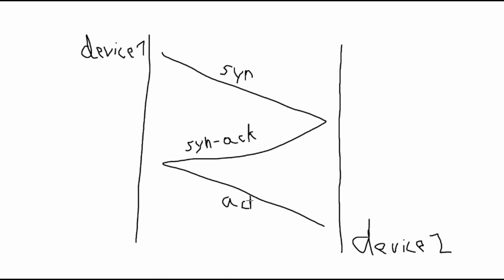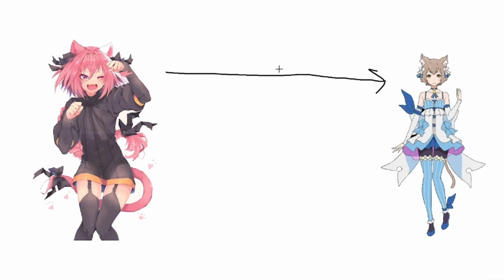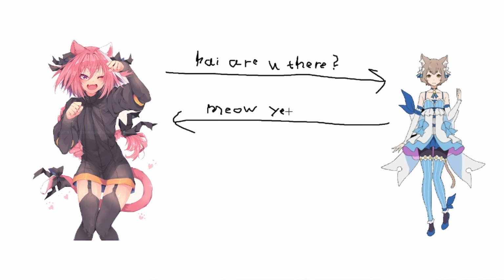In human terms, the handshake would look like this. Device 1 talks to device 2 saying, "Hello, are you there?" Device 2 replies, "Yes, I am." Device 1 confirms the response and sends the final message being, "Cool, let's exchange data."